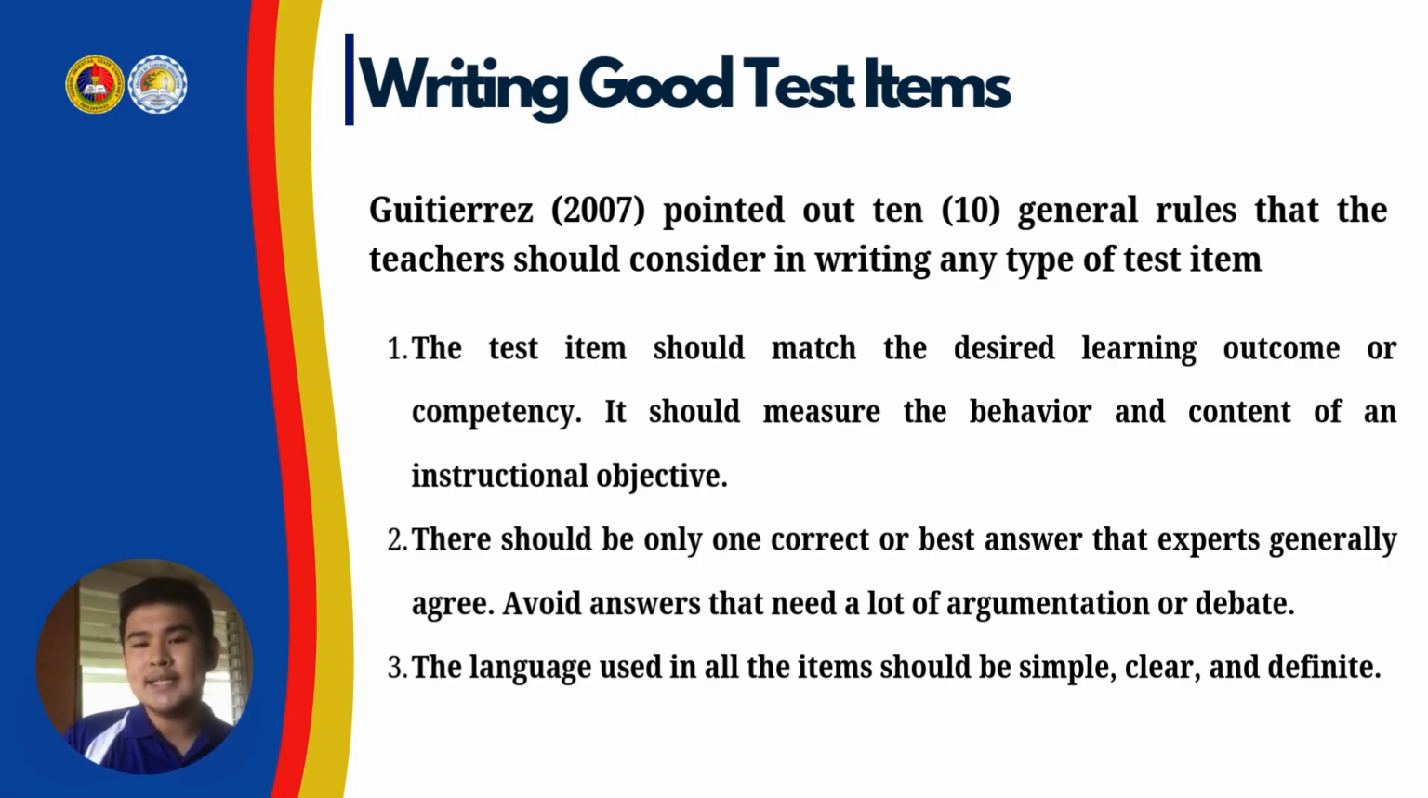The second rule tells us that each test item should have one correct or best answer. Each test item should have only one answer that experts agree is correct. We should avoid creating questions where the answer could be debated. For example, asking why honesty is important might lead to many valid opinions. Questions like that are better for class discussions, not tests.